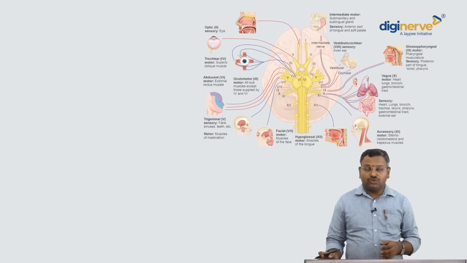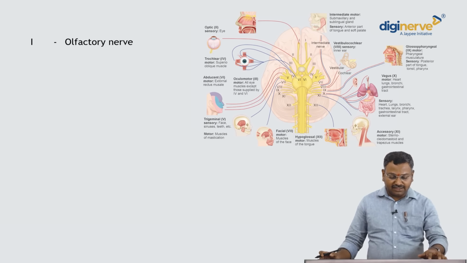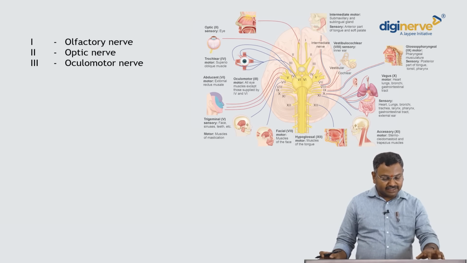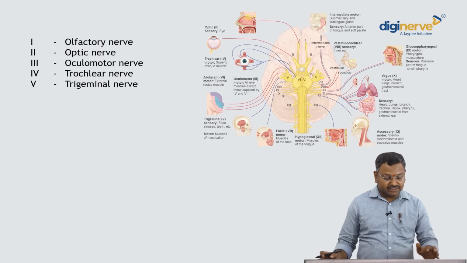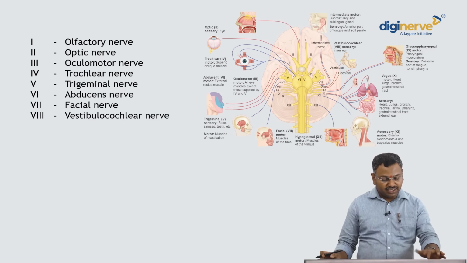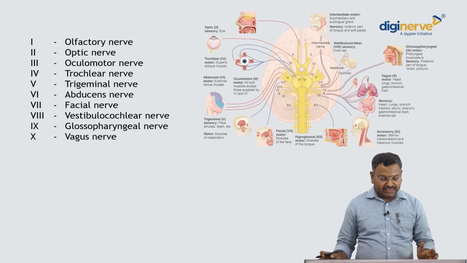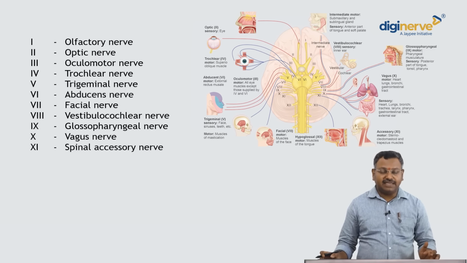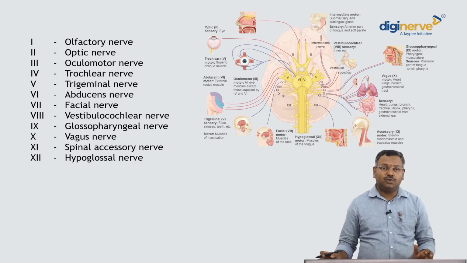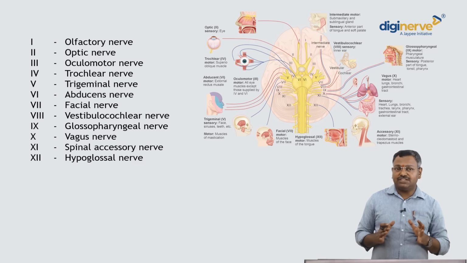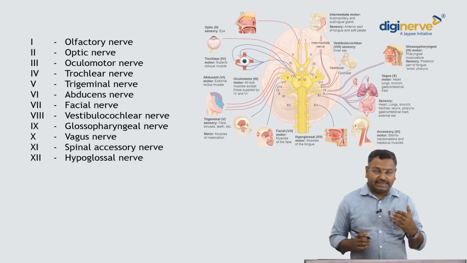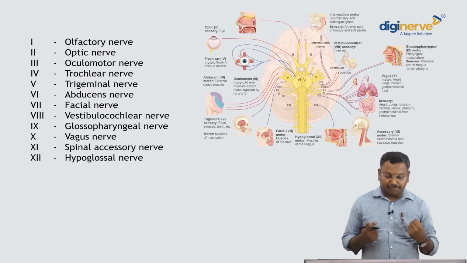So we know that we have the 12 pairs of cranial nerves: the olfactory nerve, the optic nerve, the third is the oculomotor nerve, the trochlear and the trigeminal nerve, the sixth nerve is the abducens, the seventh is the facial, the eighth is the vestibulocochlear, ninth is the glossopharyngeal, 10th is vagus, 11th is spinal accessory and 12th is the hypoglossal nerve. So we have these 12 pairs of nerves and they arise from various parts of the brain.